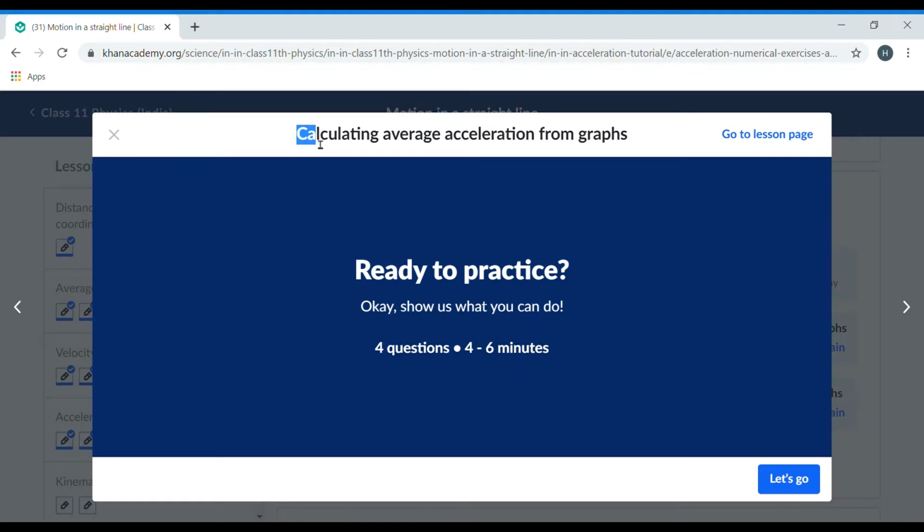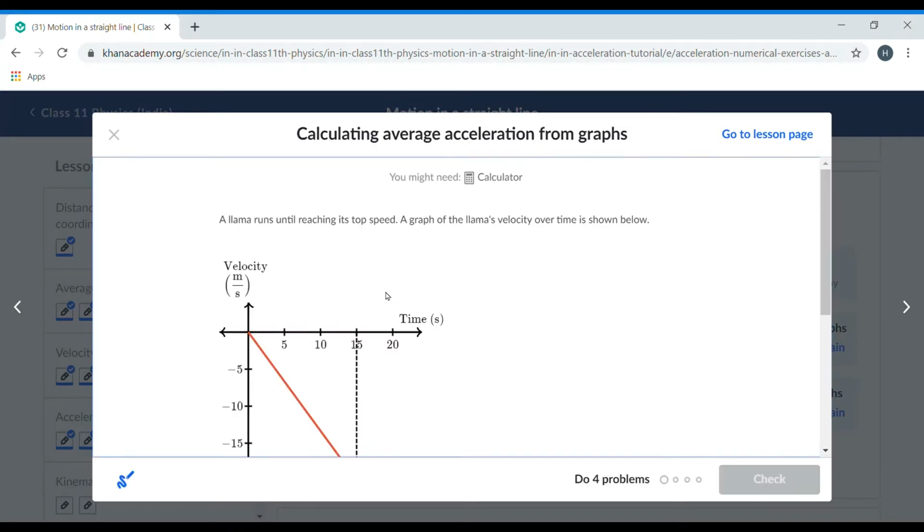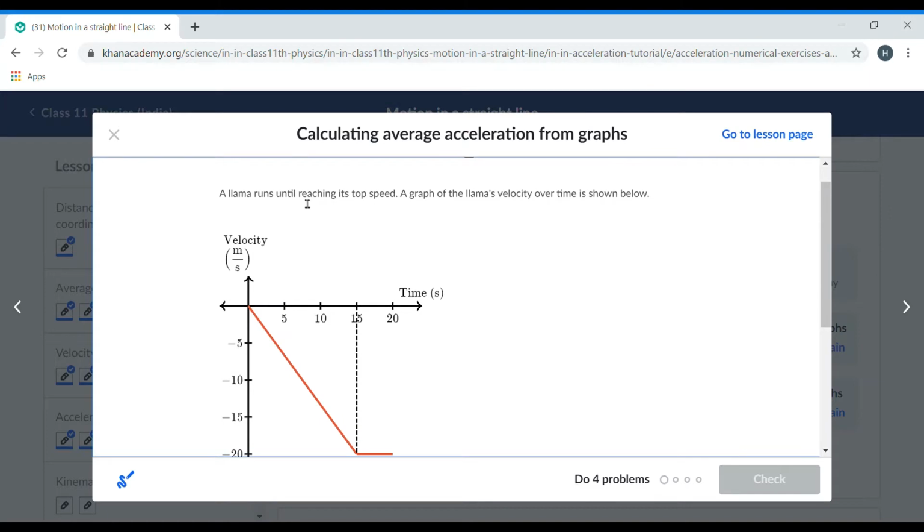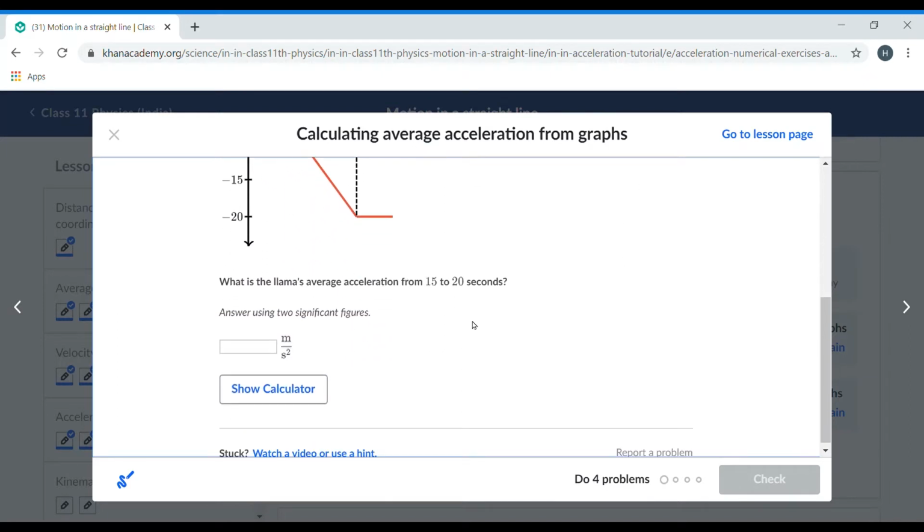The exercise name is calculating average acceleration from graphs. A llama runs until reaching its top speed. A graph of the llama's velocity over time is shown below. What is the llama's average acceleration from 15 to 20 seconds?